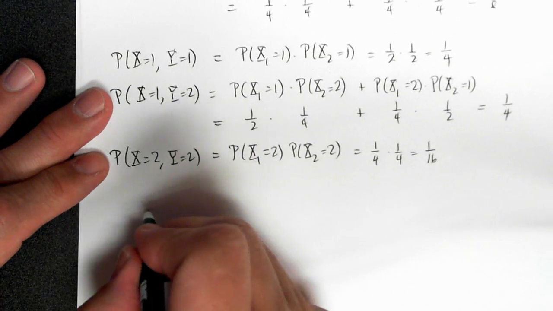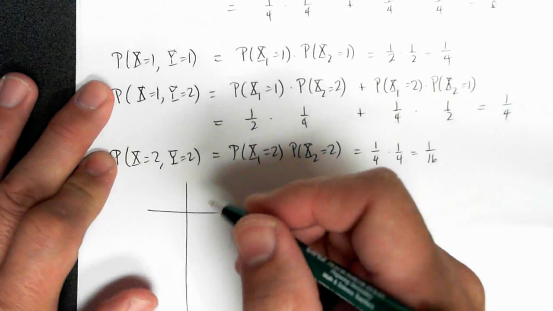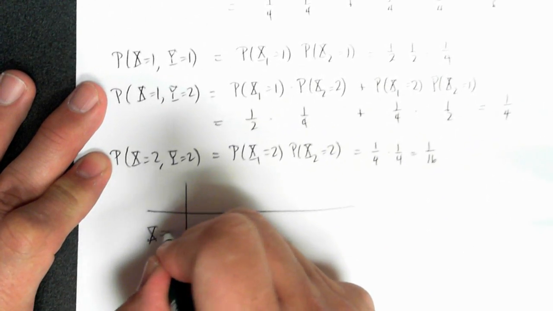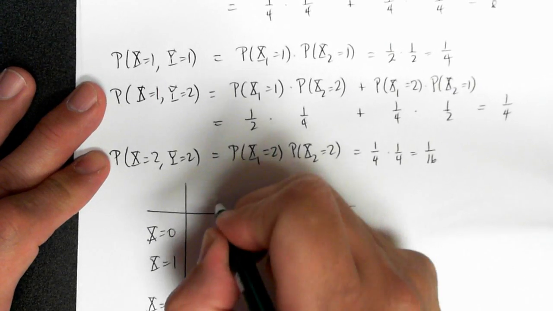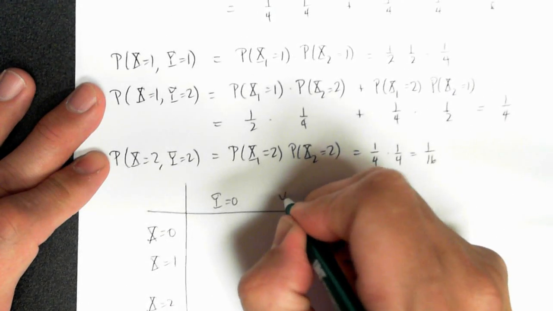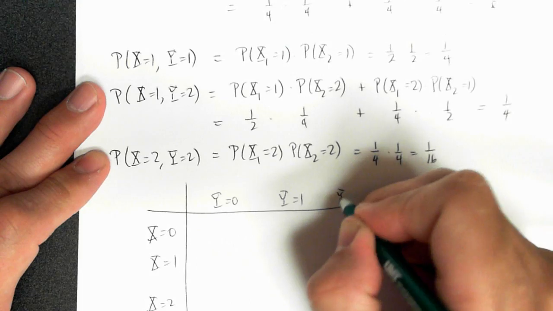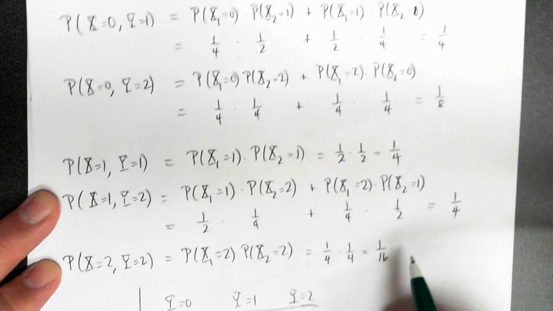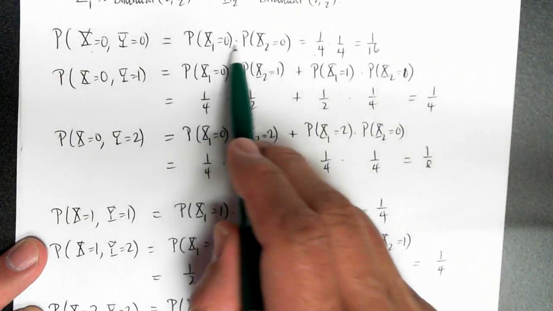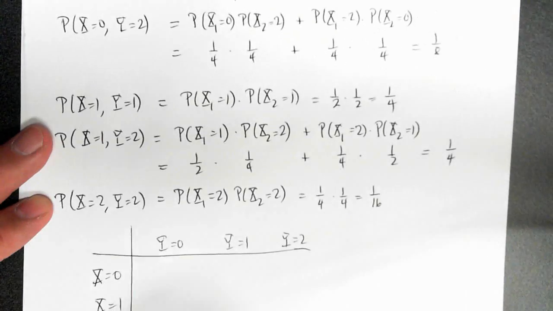And let me lay these out in a table just to make it a little bit easier to look at. So x equals 0, x equals 1, x equals 2, y equals 0, y equals 1, y equals 2. And just simply summarizing the answers we had before, x equals 0, y equals 0 is 1/16, so that'll be right here.